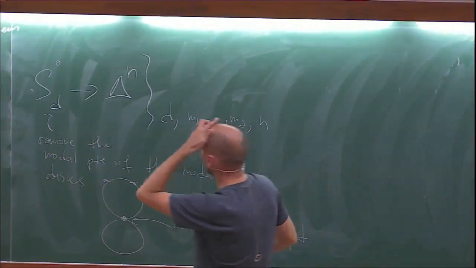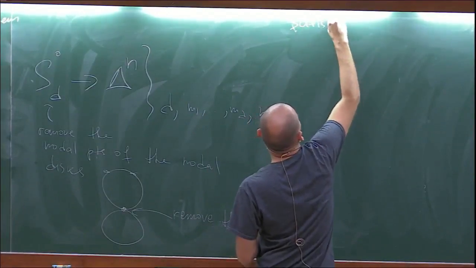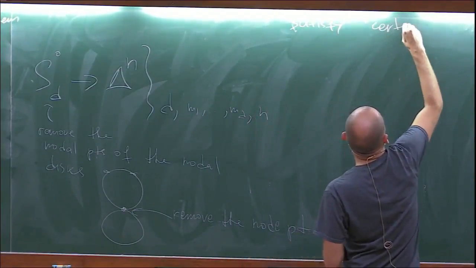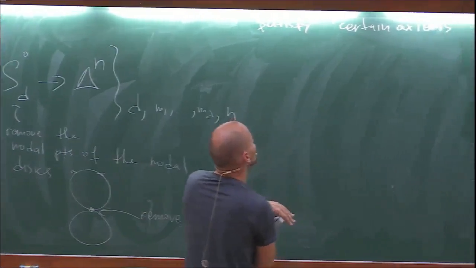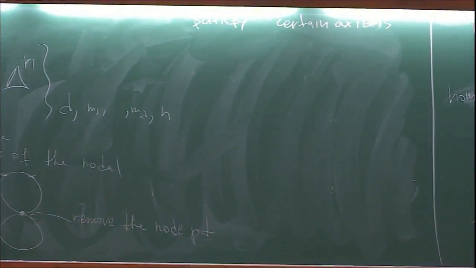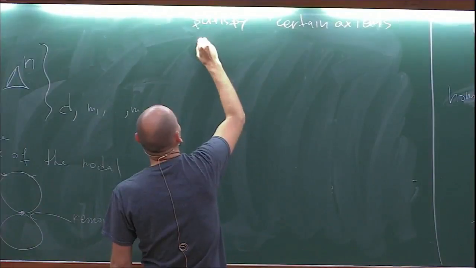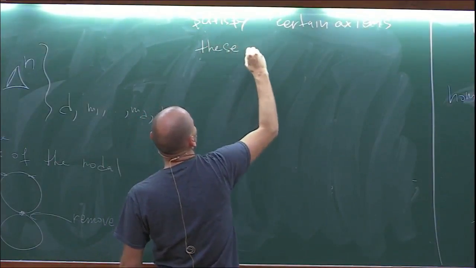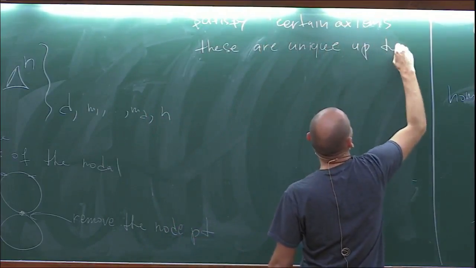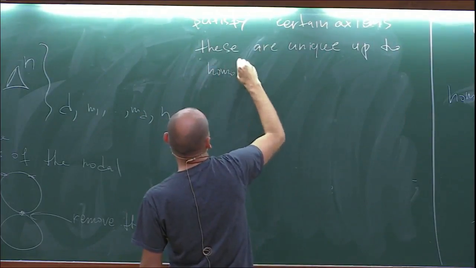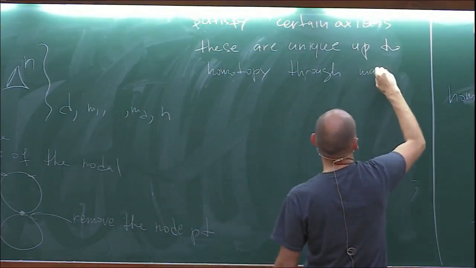And so these maps satisfy certain axioms. I'll tell you about this in more detail in my last lecture. And they're unique. These maps are unique up to homotopy, among maps satisfying the axioms.